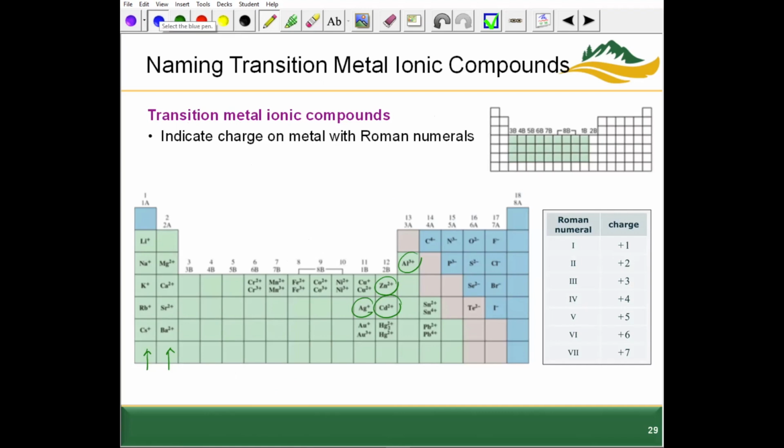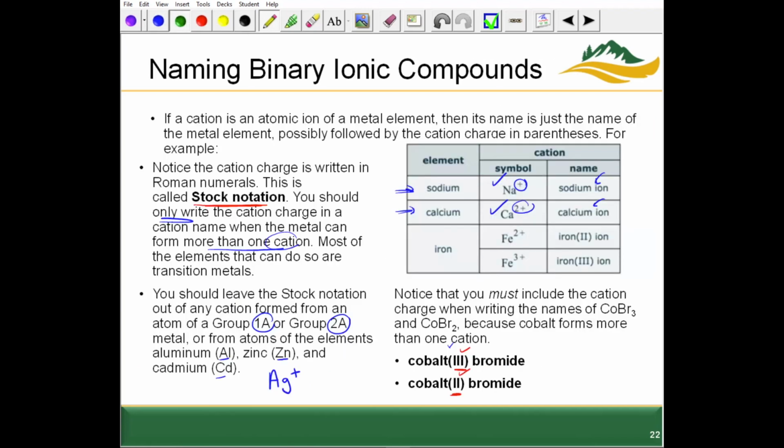So we need the stock system for all of these that can form more than one type of cation. Iron we looked at previously, as well as cobalt. So iron 2 plus, you have to put that Roman numeral 2 here. Iron 3 plus, that Roman numeral 3.